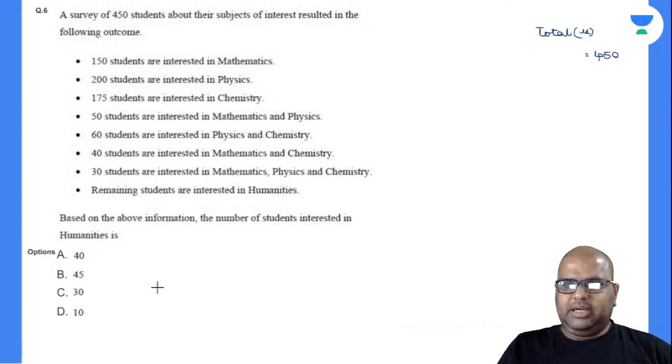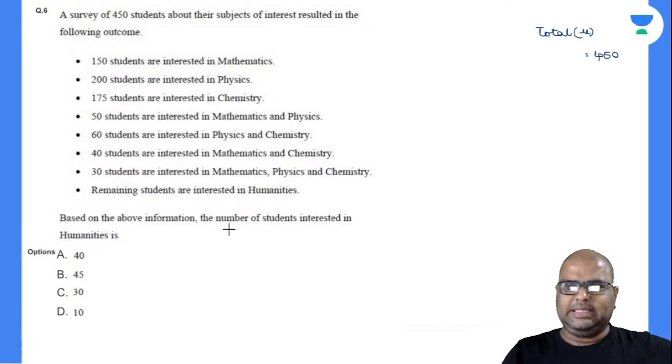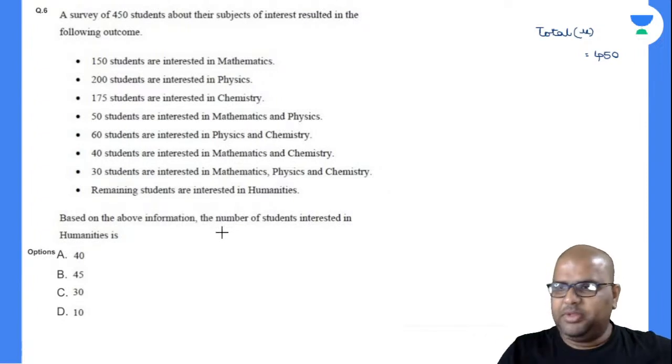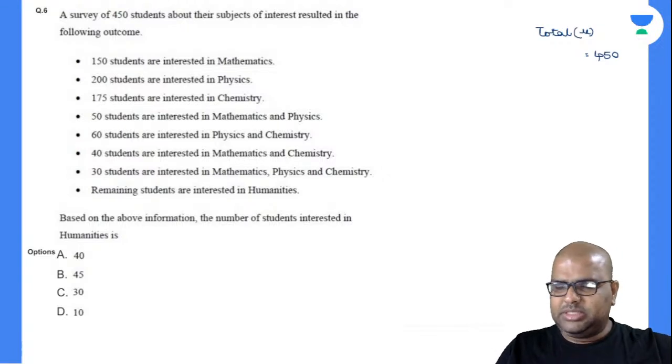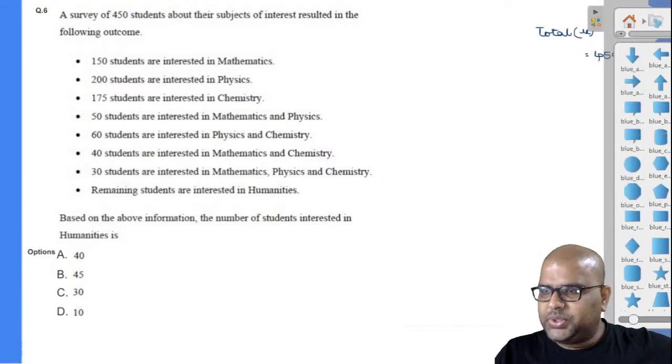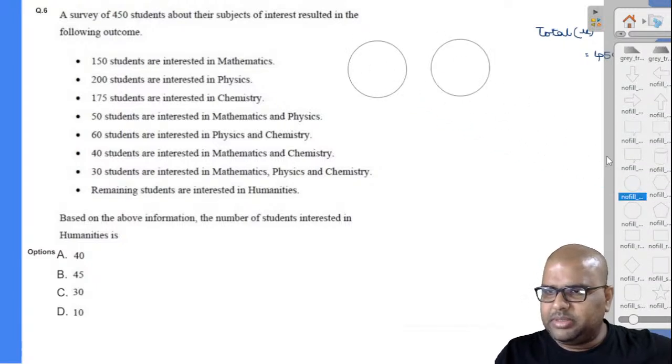About their subjects of interest resulted in the following outcome. So how many variables are there? Math, physics, chemistry are there, it seems. Remaining students are interested in humanities, it seems. Based on the above, the number of students interested in humanities is the question asked. So how shall we do this? As there are 4 variables, you need not worry about that. We can use 3 variables and solve the question. I'll show you how to use 3 variables and solve the question there. There is no need to use 4 variables.